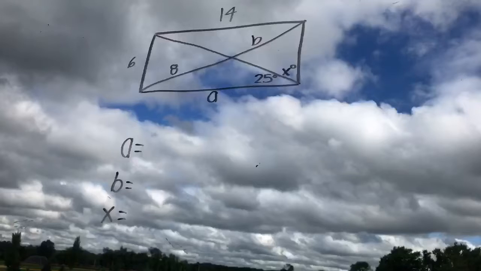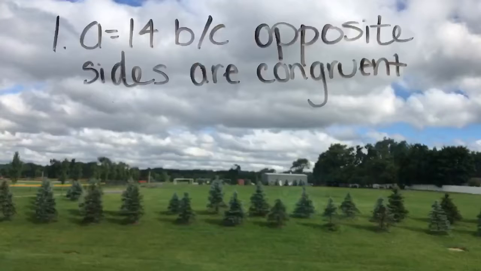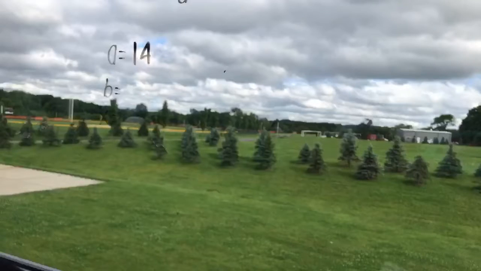The last practice problem is of a rectangle with two diagonals in the middle. In this problem, we have to solve for a, b, and x. Because this shape is a rectangle, a equals 14 because opposite sides are congruent. B equals 8 because diagonals of a rectangle are congruent too.